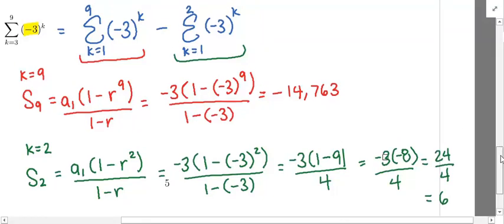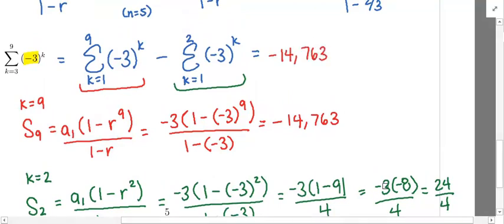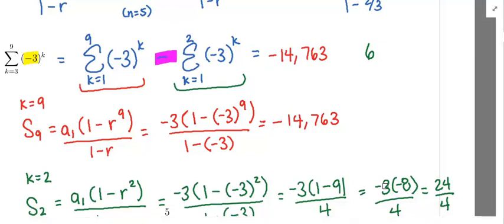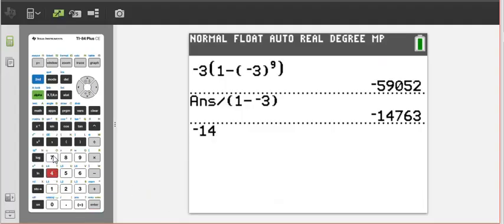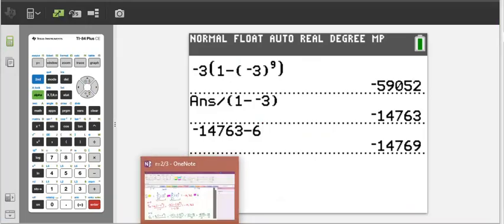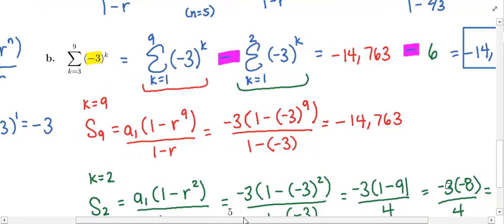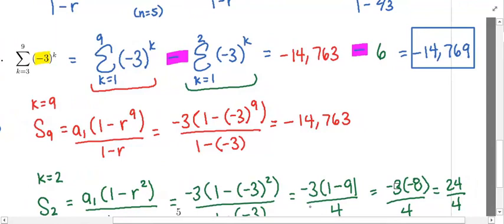All right, so we've got what our red series converges to. Our red series converges to negative 14,763. The green series converges to positive 6, and we need to subtract the two. I'll put a minus sign in the middle. If we do that, negative 14,763 minus 6, the overall series converges to negative 14,769. So this means if you went to the original series and wrote out the third term through the ninth term and added those up, you're going to get negative 14,769.